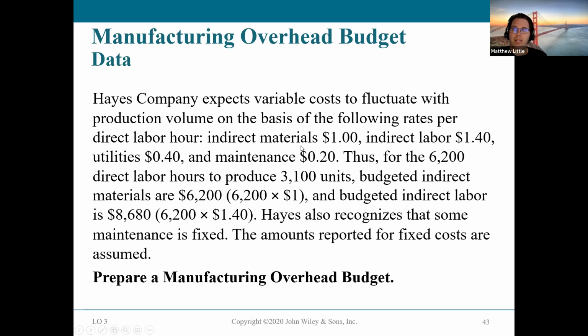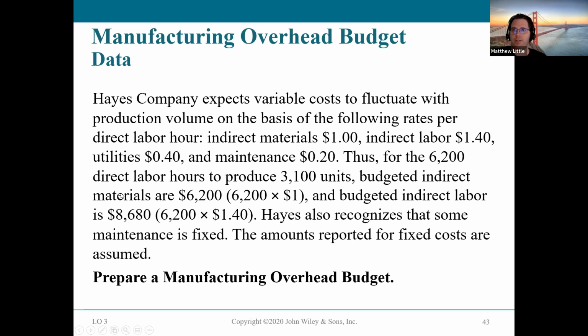So we have an example here. Hayes Company expects variable costs to fluctuate with production volume on the following basis per direct labor hour. So we have indirect materials, indirect labor, utilities, maintenance, and therefore for 6,200 direct labor hours, which is what we calculated for quarter one, to produce the 3,100 units, budgeted indirect materials would be 6,200 direct labor hours times 1. Indirect labor, $1.40 times 6,200 is 8,680.